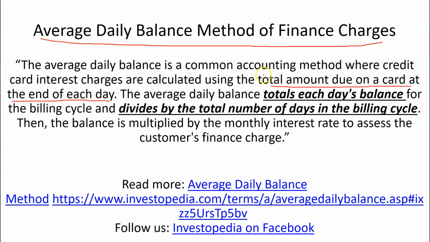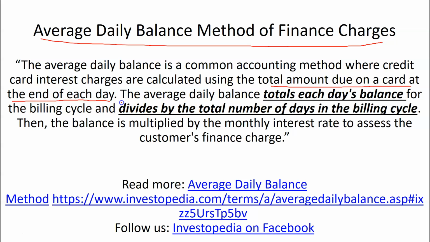So we actually have to come up with how much was on the card for every day of the month and add it all together, which gets to be a really big number, and it kind of feels like you're doing this wrong at the time because it's like, wow, that number is huge. But then we divide by the total number of days in the billing cycle.